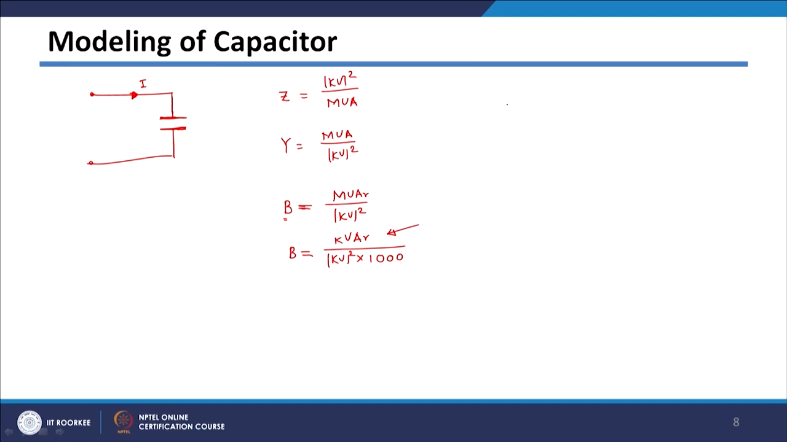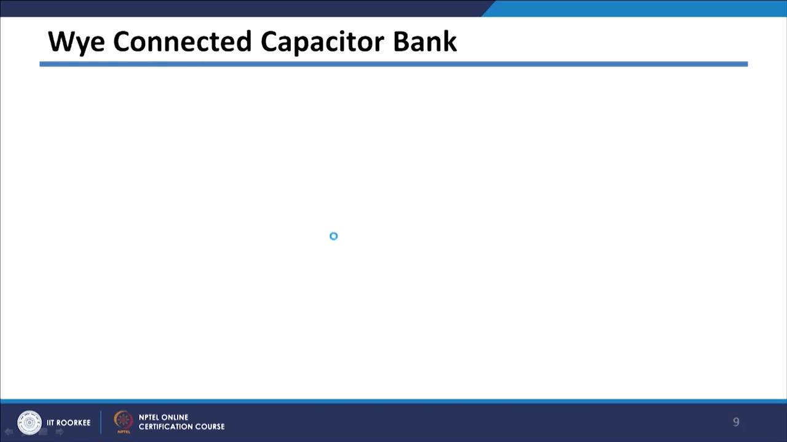So, whenever we are calculating the current flowing through this, it will be jB into the voltage across this terminal. If we say this voltage is V, then it will be jB into V. So, this B will be calculated like this and it will be kept constant. Now, let us say you are having a Y connected capacitor bank. In case of a Y connected capacitor bank, the capacitors will be connected like this.